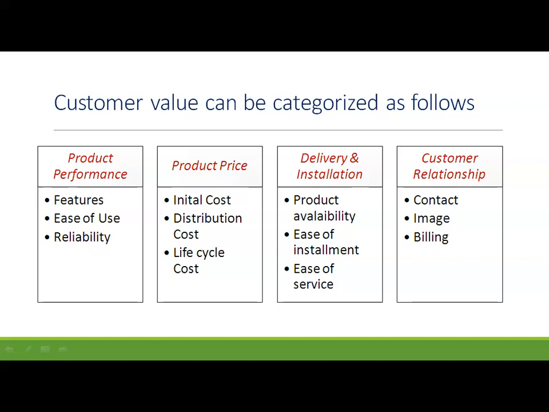The third customer value parameter is delivery and installation. So availability of the product, ease of installation of the product or service, and ease of service are part of delivery and installation. Mostly, delivery and installation deals with the service factor. And the last customer value category is customer relationship. So what is the image of the particular brand in the customer's mind, the billing process, whether it is easy or not, and the point of contact with the company. That constitutes the customer relationship. So this is about customer value.